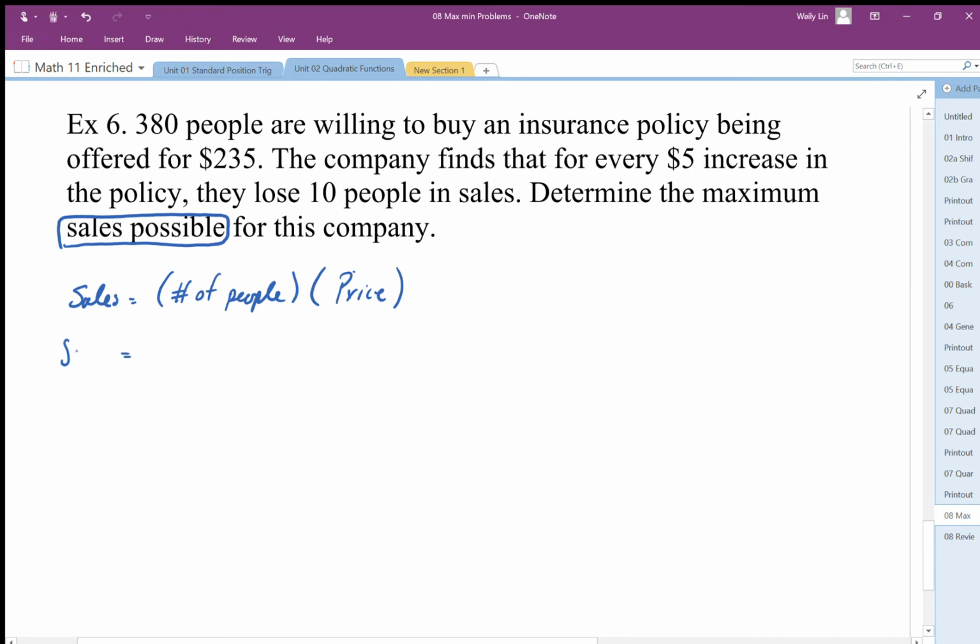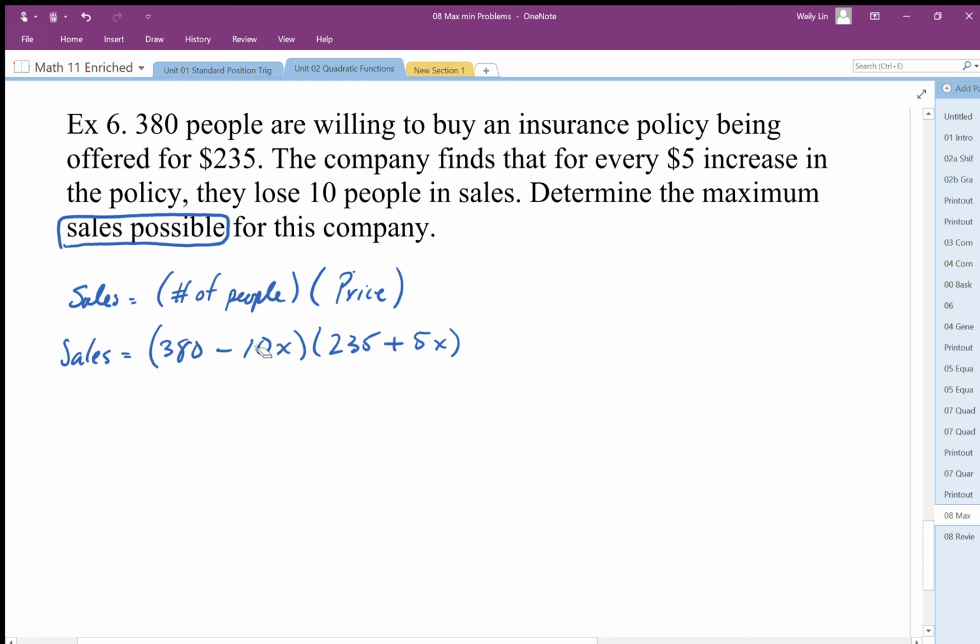To write the equation or the relationship for this, we're going to start with the number of people, 380. And what's going to happen? We're going to lose 10 people in groups of 10. And our price, we're going to start with that, and we're going to increase the price in groups of 5. Okay, so there's our quadratic equation. We have our quadratic function now.